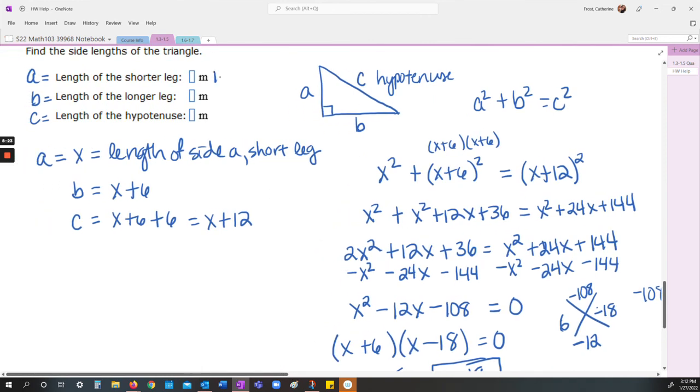Okay, and then that means for B, we said we have to add 6, so 18 plus 6 is 24. And then for the C, add another 6, or if you like 18 plus 12, but you'll get 30. And you can check and make sure that works by just seeing, does 18 squared plus 24 squared work out to the same number as 30 squared? So just make sure those three numbers for your A, B, and C actually do satisfy the Pythagorean theorem. And then you should be good.